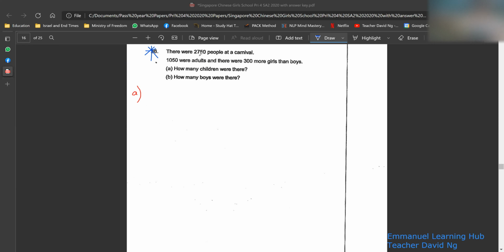There were 2,750 people at the carnival. 1,050 are adults. How many children were there? I do my working wrongly. No, you tell me how to find the number of children. You do 2,750 minus 1,050. Very good.